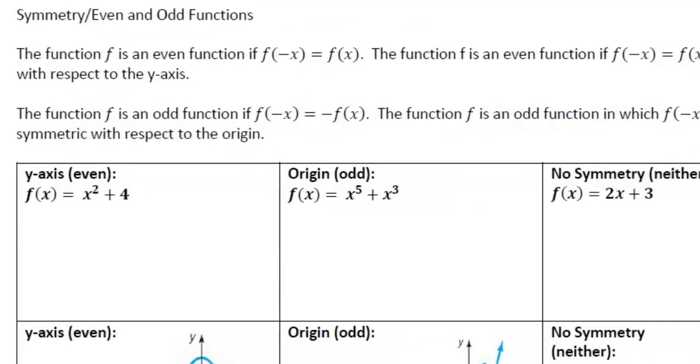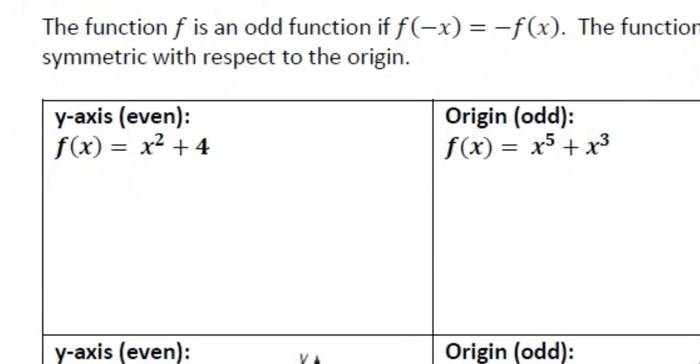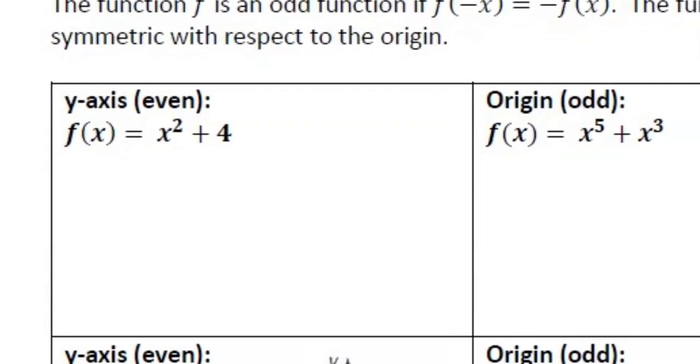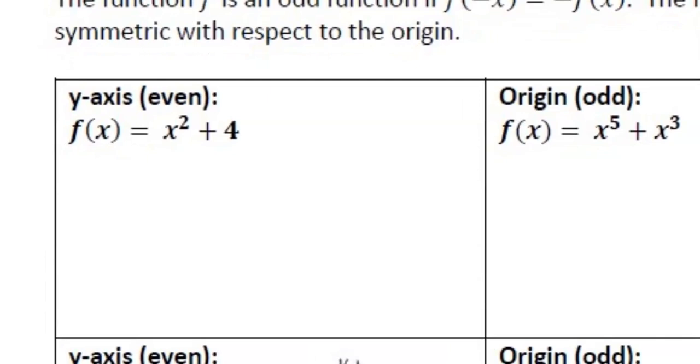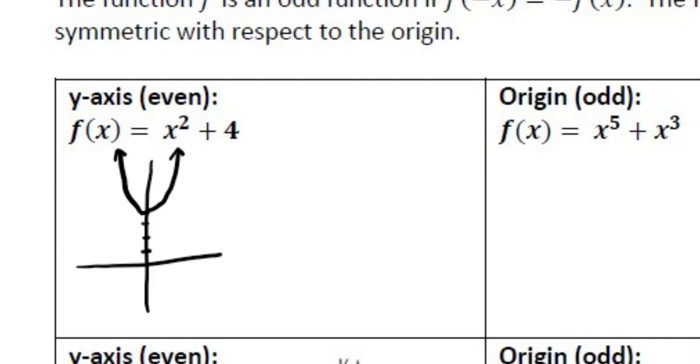So if we look at this first example, where it's symmetric about the y-axis, we took f of x equals x squared plus 4. If we were to graph this, we know the x squared is a parabola, and the plus 4 moves it up 4. And so we can sort of see the symmetry there across the y-axis.